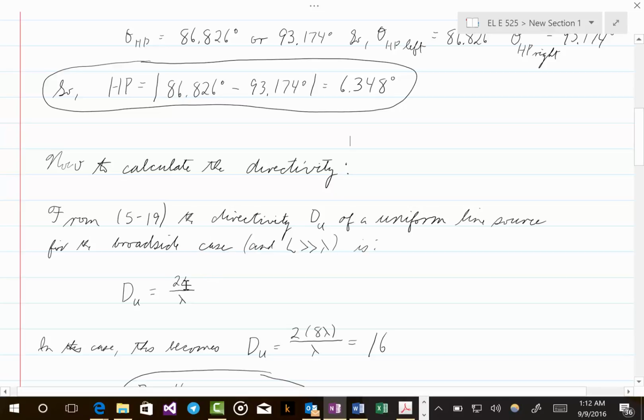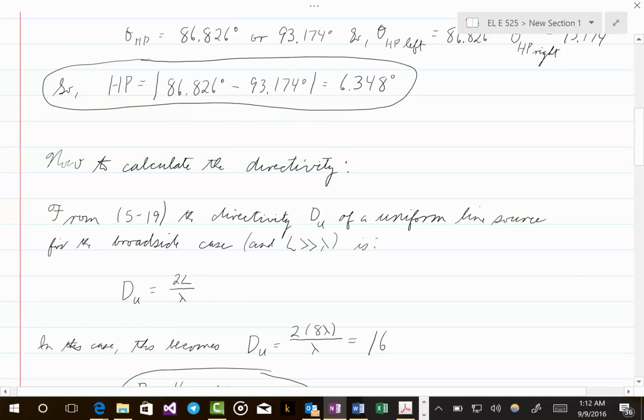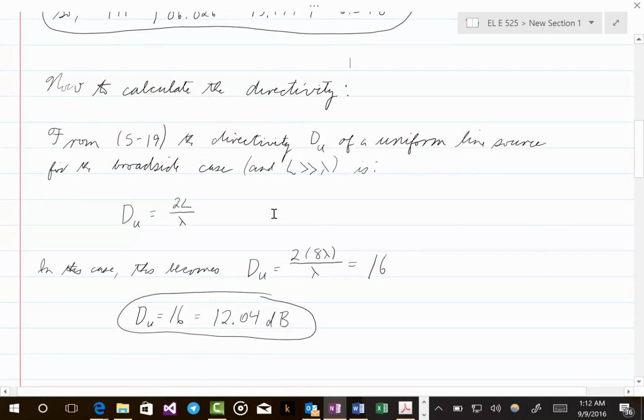So the formula in that case is D is equal to 2L over lambda. And so when we plug in L equals 8 lambda, this will give us D sub u equals 2 times 8 lambda over lambda, or 16 lambda over lambda, which is 16. Now we were asked to find the directivity in decibels, and so we need to take 10 log of 16, and we'll get a final answer of 12.04 decibels for the directivity. This is again the broadside case.